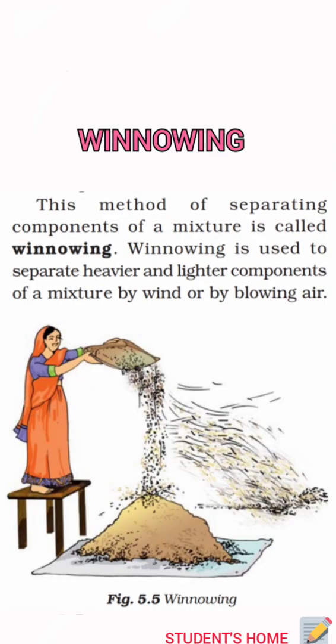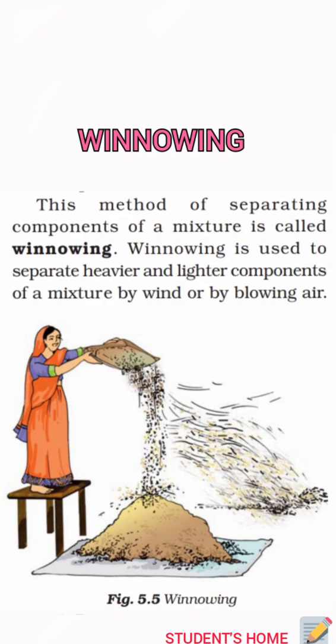Now coming to the next heading, as you can see, it is winnowing. The method of separating components of a mixture in this way is called winnowing. Winnowing is used to separate heavier and lighter components of a mixture by wind or by blowing air.